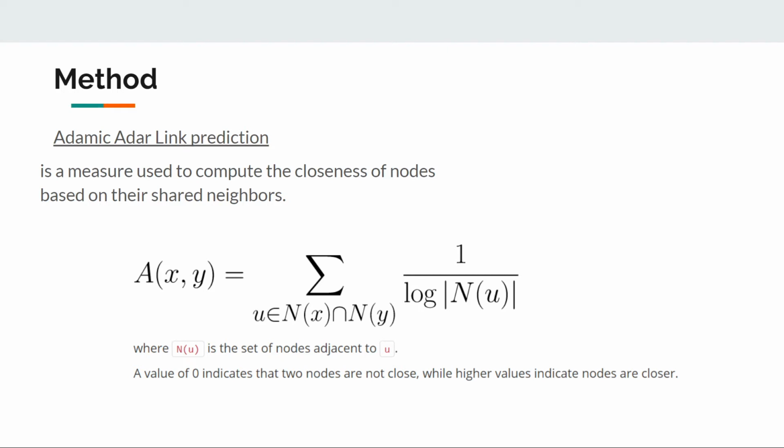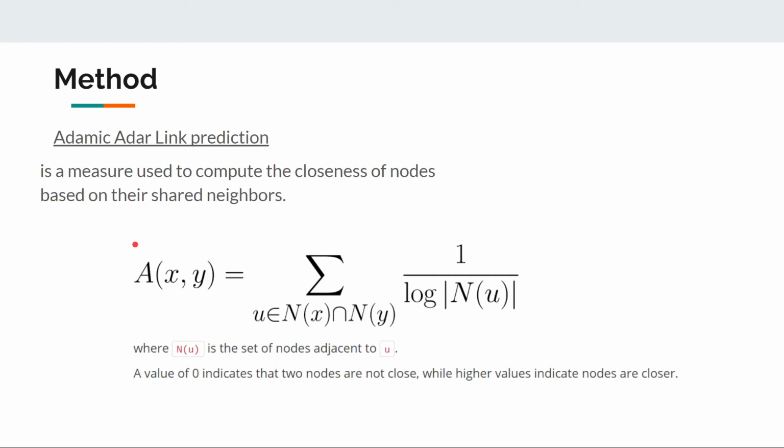So we researched for a better method, and the method that we found is Adamic-Adar link prediction. This method is usually used for link prediction, where it measures the closeness of nodes according to their neighbors. After that, it predicts that nodes that are close to each other are likely to share a link. However, in this case, we don't want to do link prediction. We just want to use the closeness score of this method.